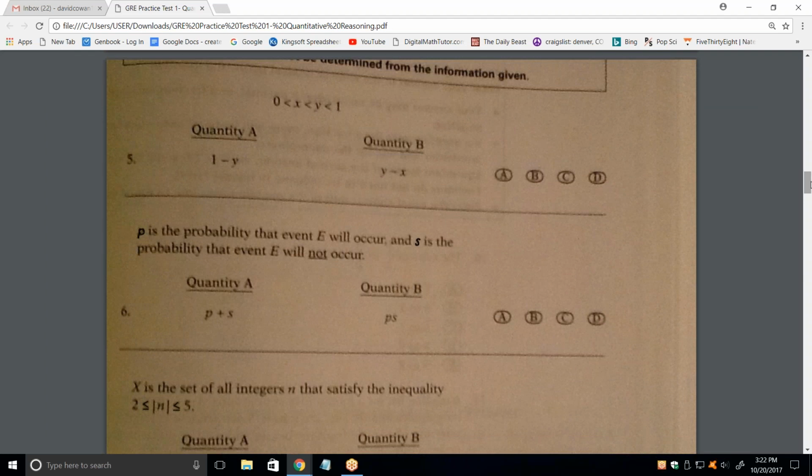So again here, it's going to be difficult to do this algebraically. So I'm going to take a similar strategy as I did on an earlier one, where I'm just going to pick some numbers and see what I get. If I can pick numbers where they're both equal, and then find a situation where they're not equal, then I'll know it's D.